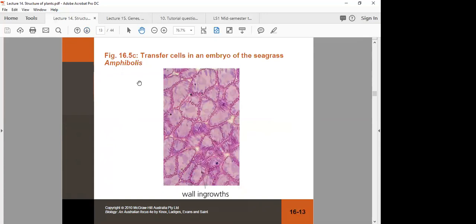Another type of parenchyma cell is the transfer cell. And these cells tend to have all these ingrowths of the plasma membrane and cell wall. So they look like little lines, but they're actually ingrowths, wall ingrowths. And these ingrowths function to increase the surface area of the cell, which enables really rapid transfer of molecules from one cell to the next.